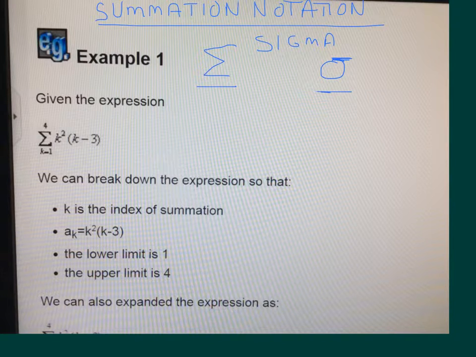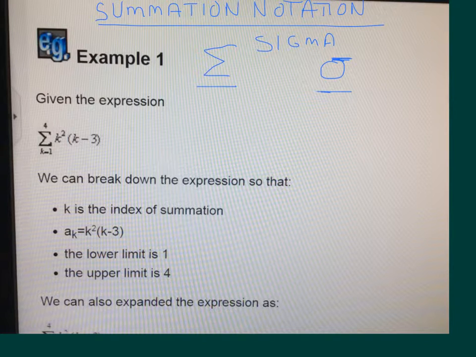We use sigma notation as a short form so that we don't have to write out a whole bunch of stuff. It saves us from having to write a whole bunch of equations, especially if it's a long summation and we're adding a whole bunch of things together. So summation obviously means sum. We're just adding up a whole bunch of things.